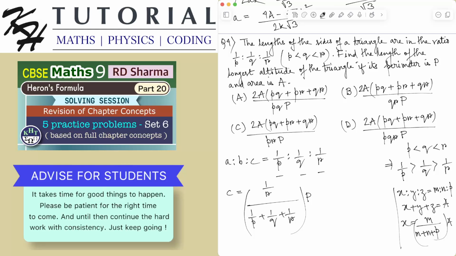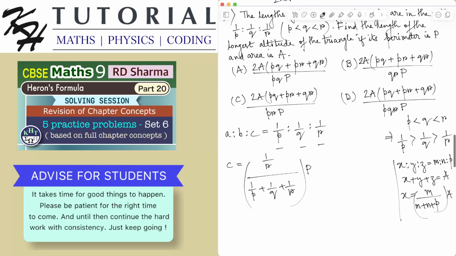Applying this concept, we will get C is equal to 1 by R divided by 1 by P plus 1 by Q plus 1 by R whole multiplied by P. If you simplify this, this will be PQ into P divided by PQ plus QR plus PR. So C, the length of the shortest side of the triangle, is PQ into capital P divided by PQ plus QR plus PR.